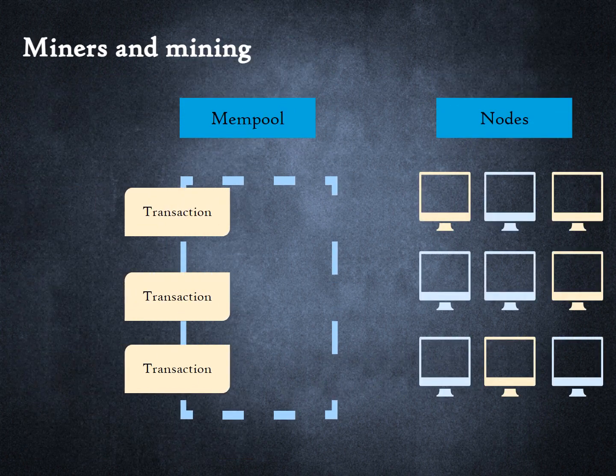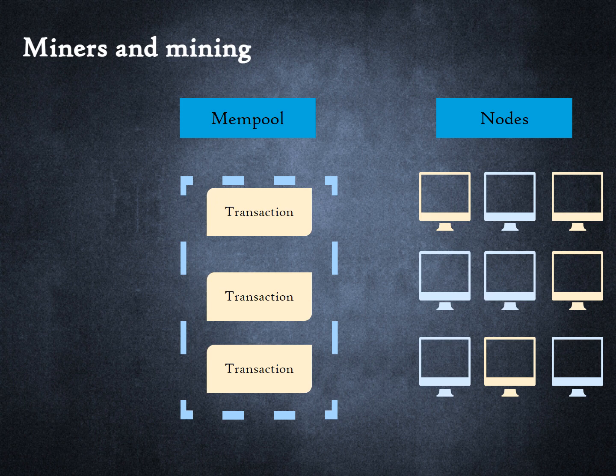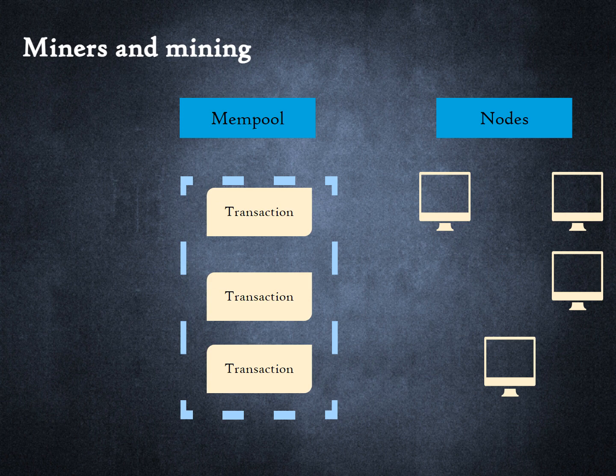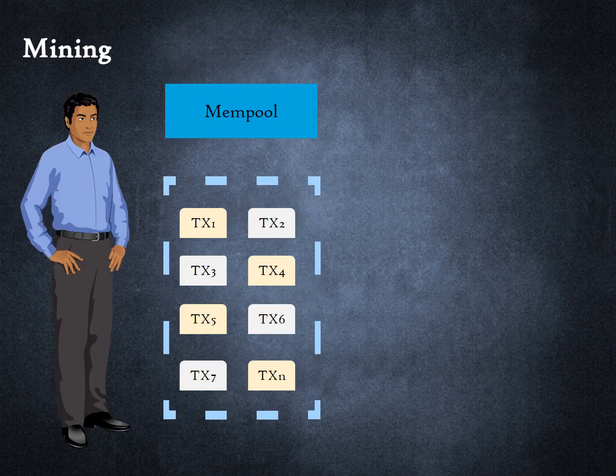As verified transactions flow into the mempool, a subset of nodes compete to form the next block. These node operators are called miners, and the process of confirming transactions into batches is called mining. Next, we will learn what mining actually involves. We will look at mining from the perspective of a miner.